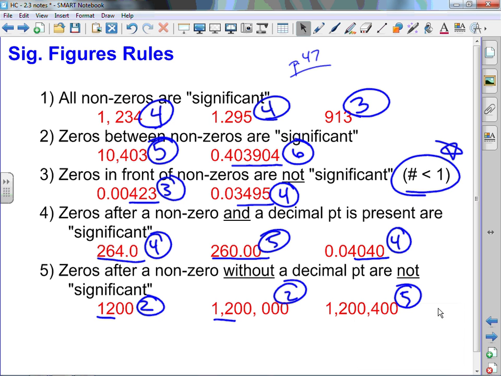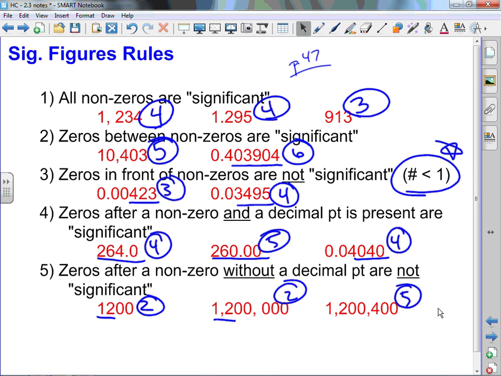Okay, what I have here, I've put the number in blue that tells how many of the digits in that number are significant. For example, in number 1 here, the statement says all non-zeros are significant. So if we have a number where all the digits are non-zeros, then all of those digits are given the label of significant. So we see 1,234, there's 4 digits, they're all non-zeros, so 4 digits in that number are given the label of significant.